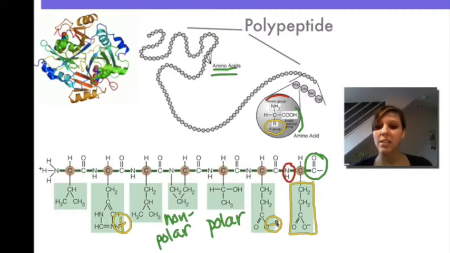So the positives and negatives, they are going to attract each other, and that's how we're going to get this final kind of shape of the protein in the end. And we'll talk about folding in a little bit.